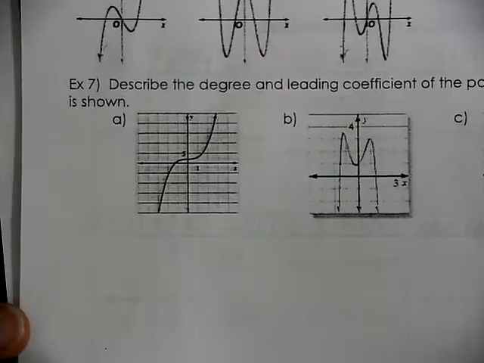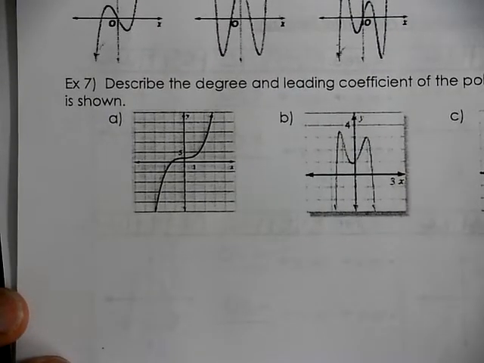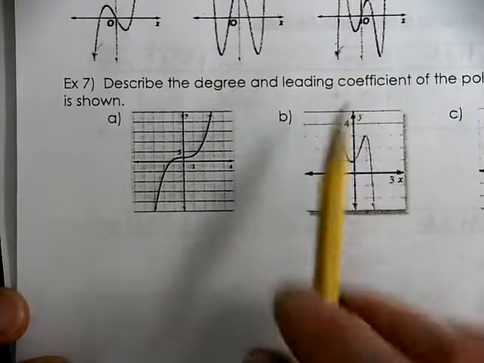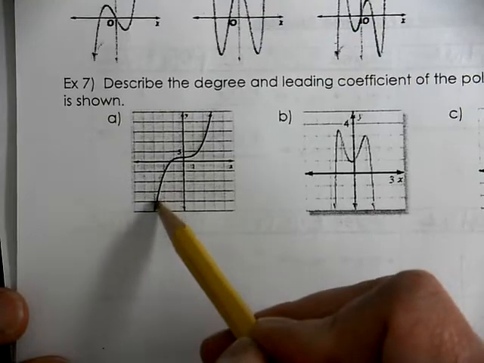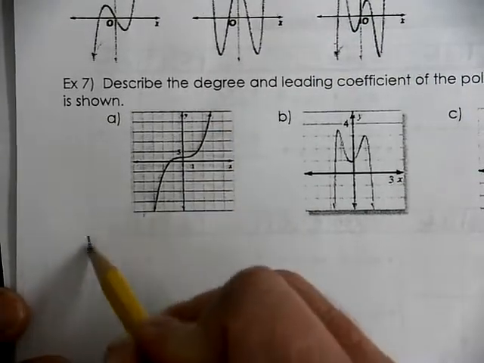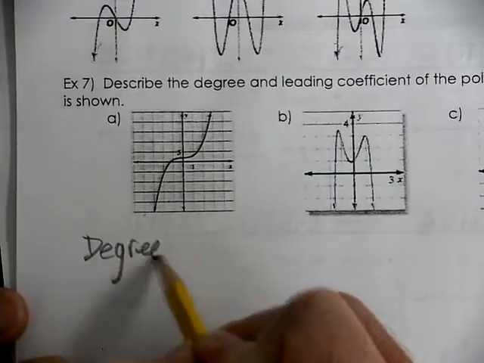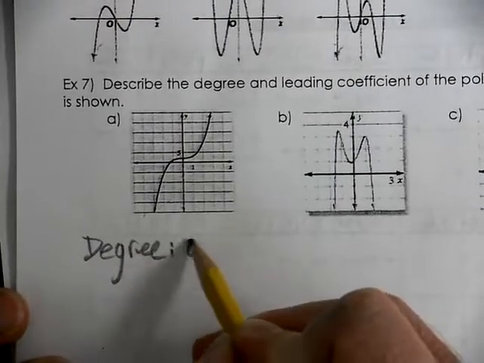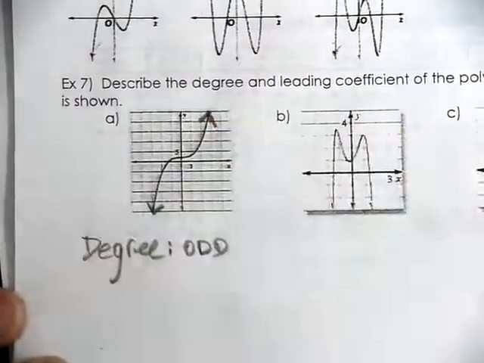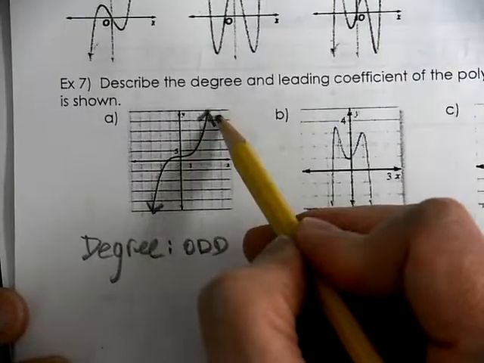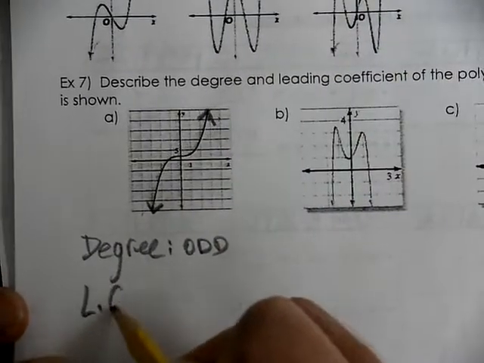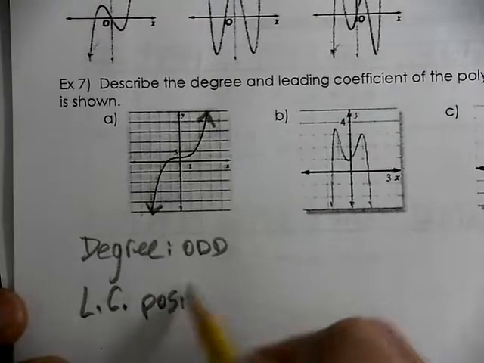So let's look at our last 3 examples. Describe the degree and the leading coefficient. So here we're going down and up. So we know our degree is going to be odd because it's going in opposite directions. And because it goes to the right up, we know that the leading coefficient is going to be positive.